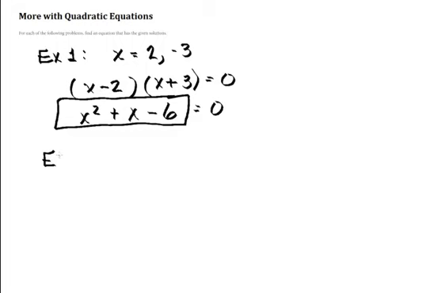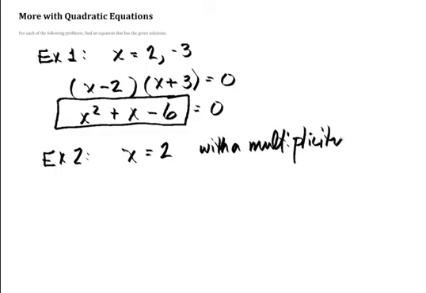They could give you something like, let's say they gave you x equals 2, and they said with a multiplicity of 2. All that would mean is x minus 2 is your answer, and multiplicity 2 means there was a square on that factor. If they would have said a multiplicity of 3, I would put a 3 up there, and then I'd have to multiply that out too.